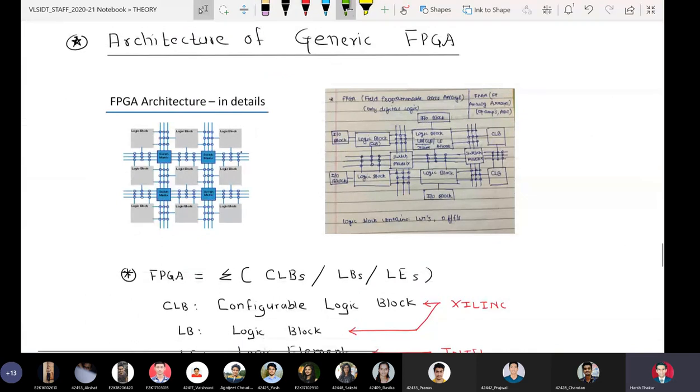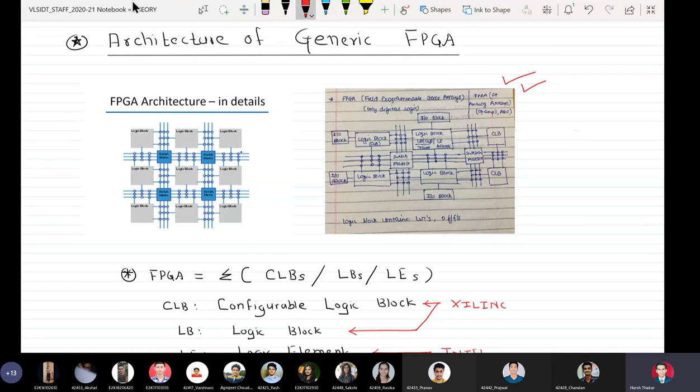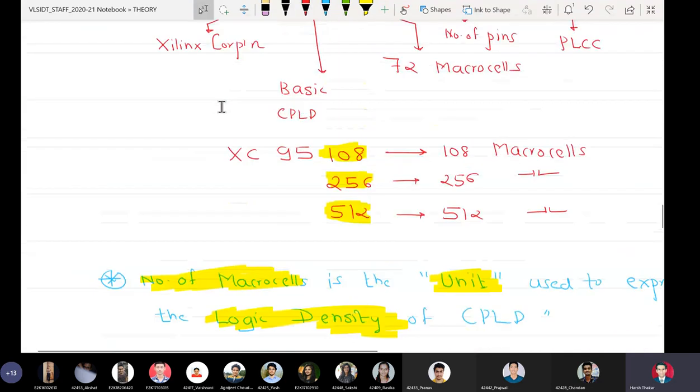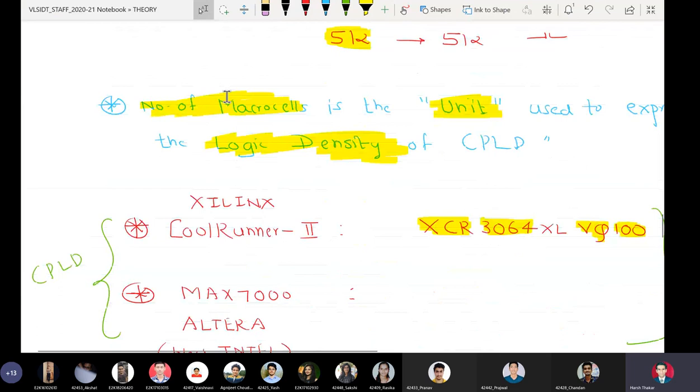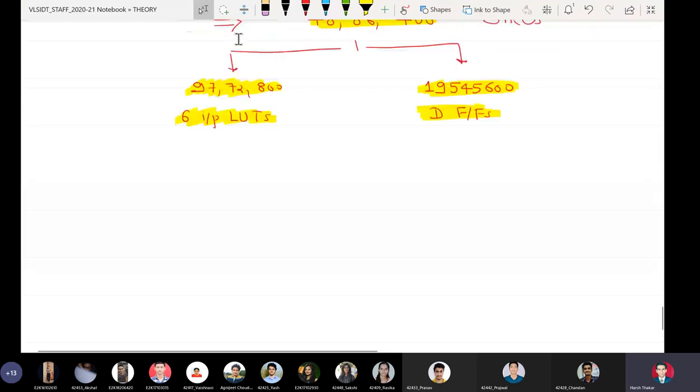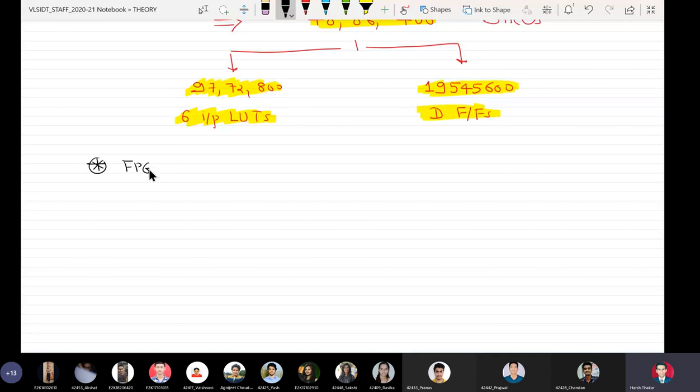Okay, so this diagram can be chosen over this thing because it is more detailed. Fine. And now this FPGA, as I said, there are two types: anti-fuse FPGAs and SRAM based. Okay, so modern day FPGAs are all SRAM based.